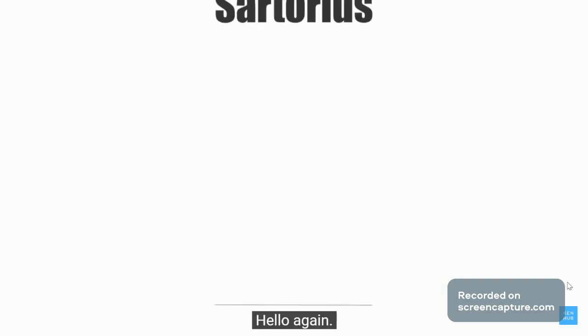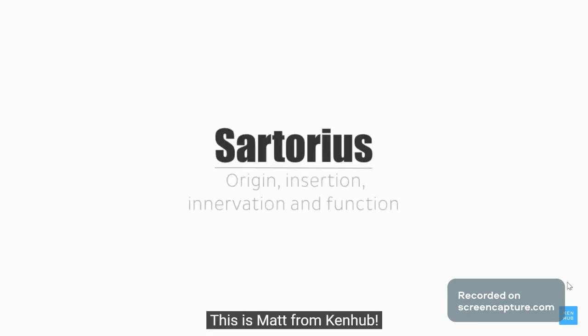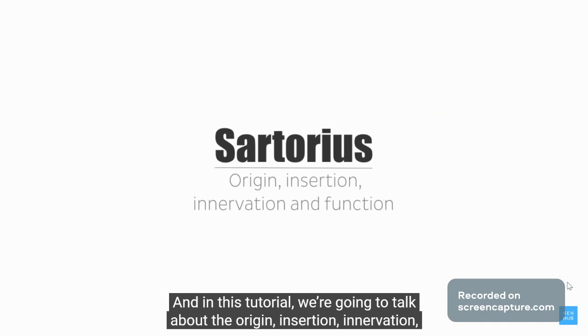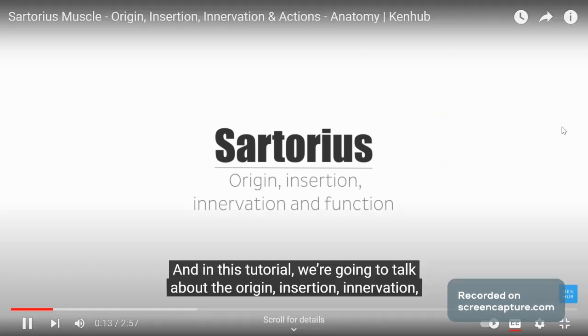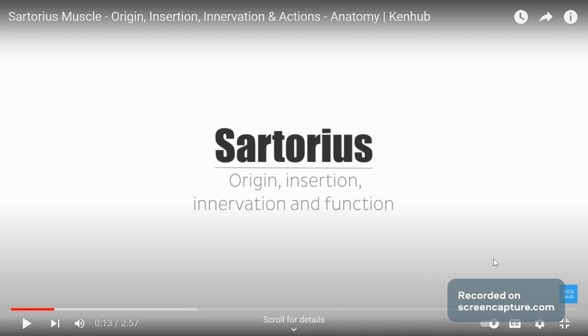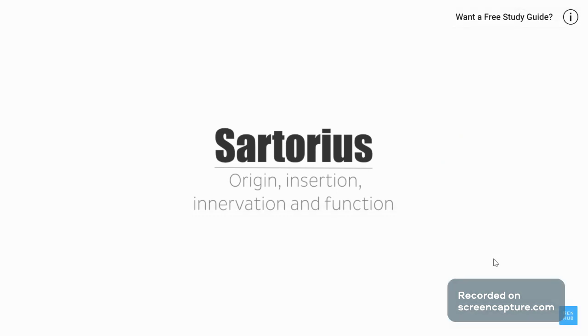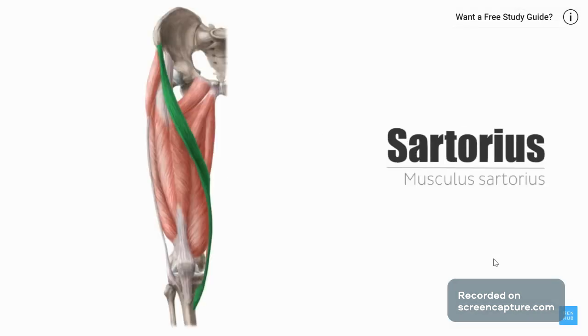Hello again, this is Matt from Kenhub, and in this tutorial, we are going to talk about the origin, insertion, innervation, and supply of the sartorius muscle. The sartorius muscle is a long, slim, superficially running extensor of the thigh musculature. As you can see, it wraps like a sash across the superior aspect of the thigh.